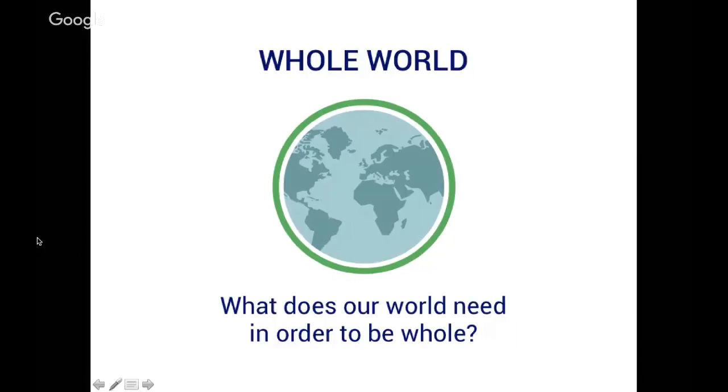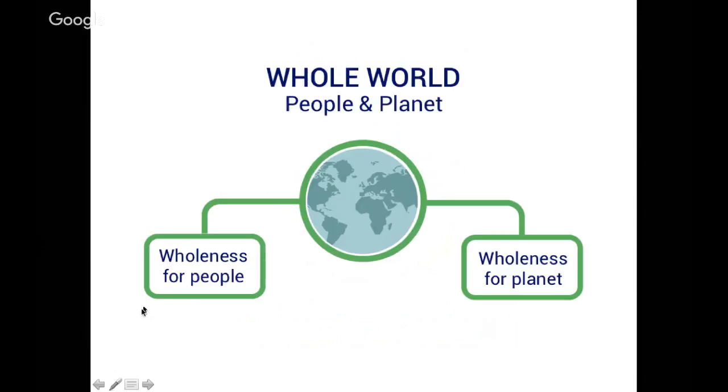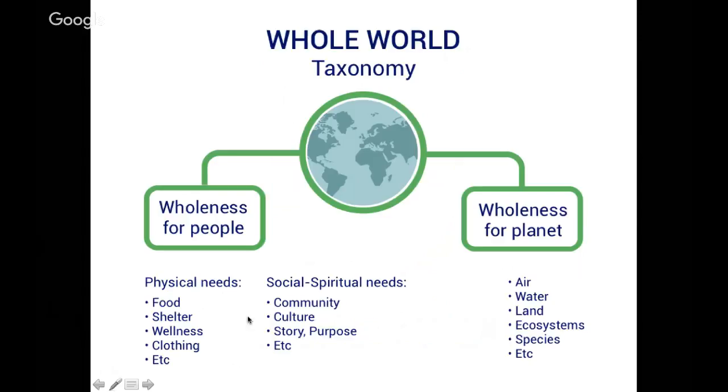What are the needs of a whole world? What does our world need in order to be whole? Well, we need for people to be whole, and we need for the planet to be whole, all the ecosystems and life supporting systems. And so for people to be whole, that means their physical needs need to be met, and then their higher needs need to be met, ideally. And wholeness for the planet means the air needs to be whole, the water, the land needs to be whole, the ecosystems, the species, et cetera. So this is what we mean by a taxonomy. And then, of course, it goes deeper and deeper from there.